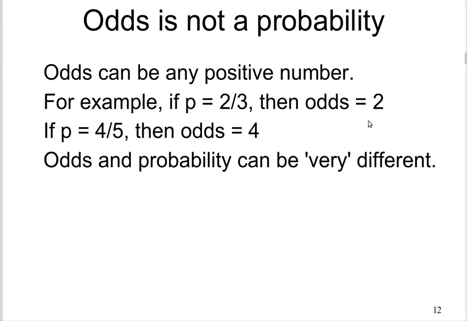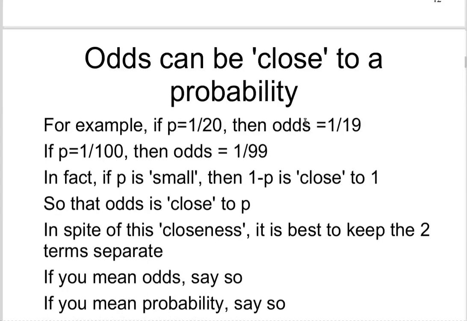It's very important to keep in mind that odds are not probabilities. For example, if we have a probability of 2/3, the odds is 2. If we have a probability of 4/5, the odds is 4. Well, clearly odds can be greater than 1. And in any case, odds and probability can be very different. Now, they can be close, but they'll never be identically the same.